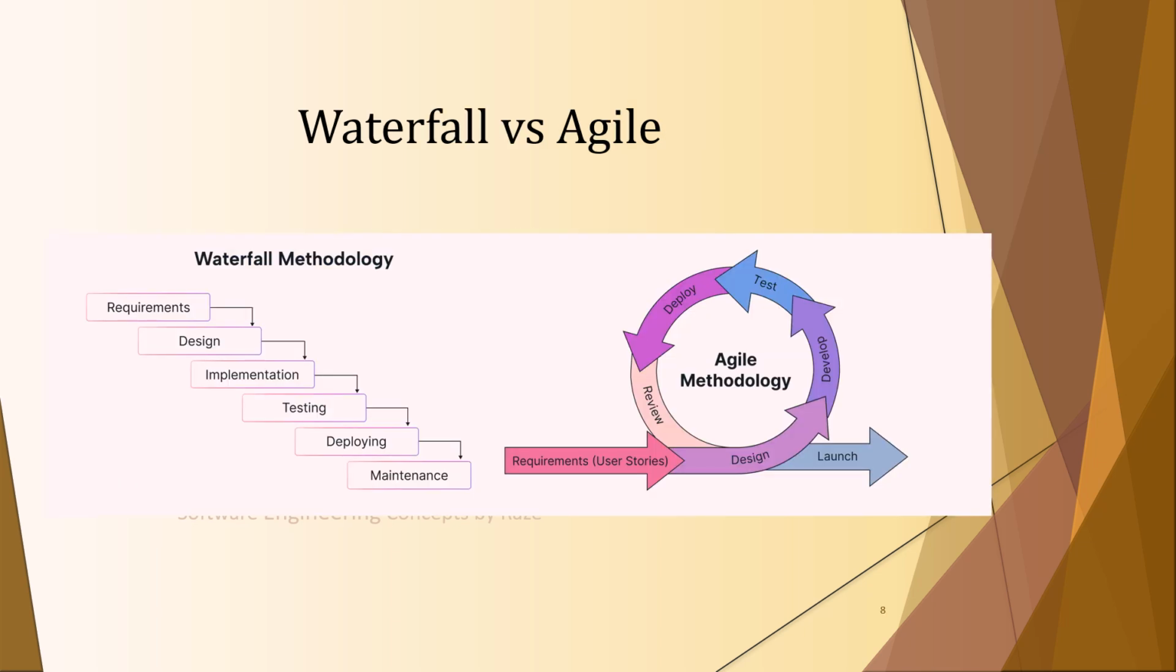And here's a diagram showing differences in the workflow of Waterfall and Agile. As you can see, Waterfall is quite linear and sequential, whereas Agile is iterative and flexible. Waterfall requires complete requirements upfront. Agile doesn't. Agile adapts as needs evolve. Changes are harder to accommodate in Waterfall, but easily managed in Agile.